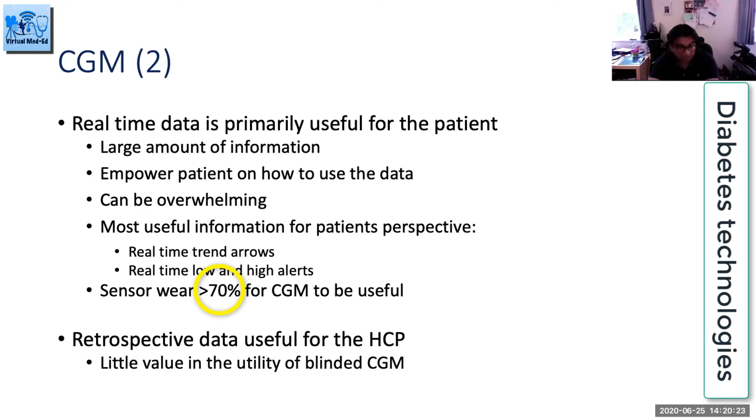As I've said, the retrospective data is useful for the healthcare professional, but you want to have recent data. So ideally, when you see the patient in clinic, you want to look at the data in the last 2 weeks, probably the last month.